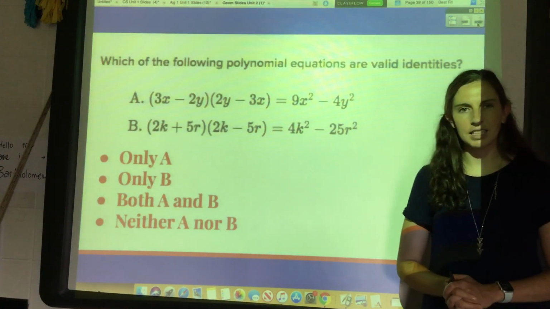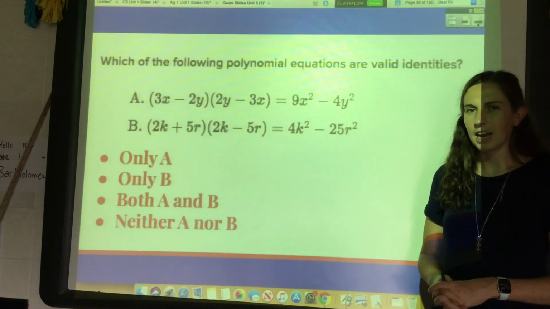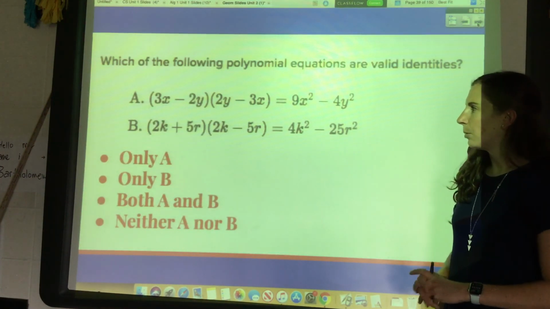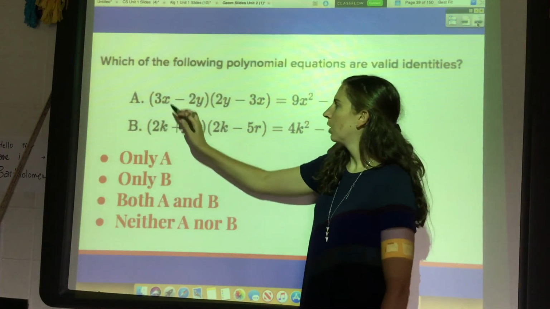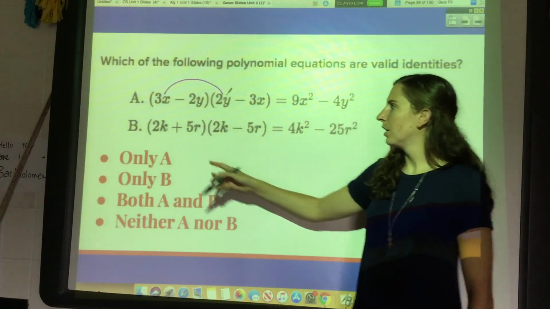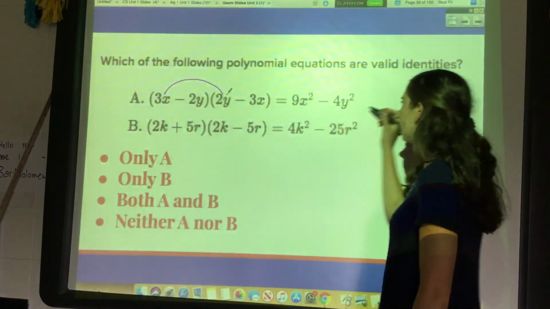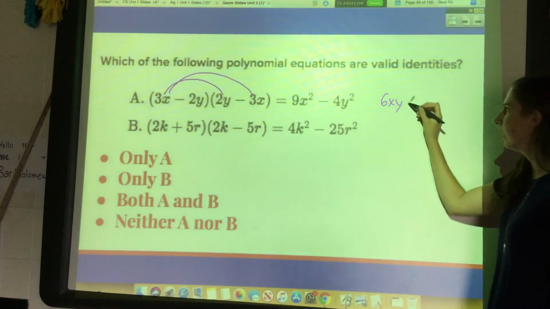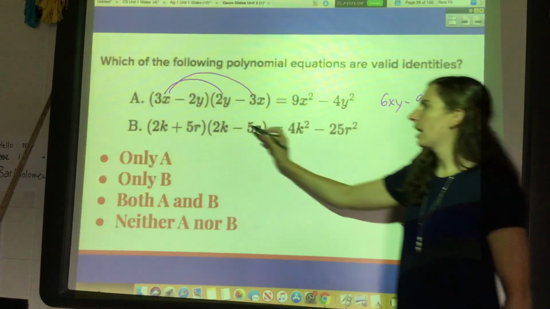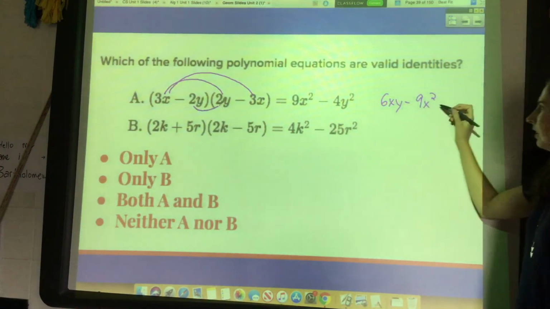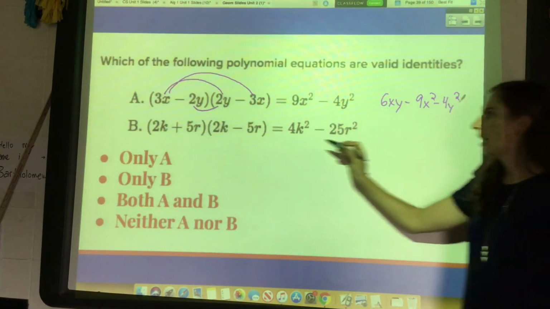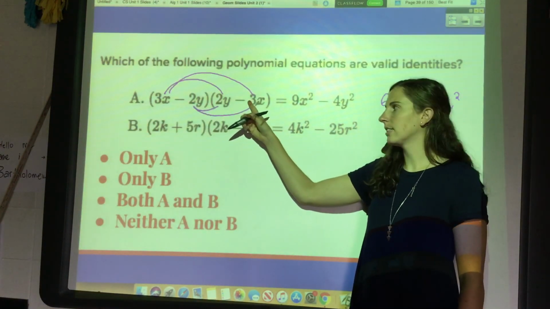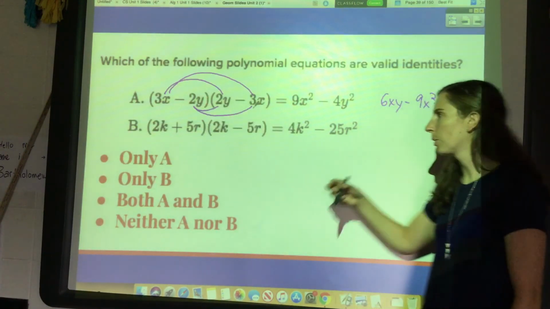So go ahead and pause and see if you can try this one, and then I'm going to go over it. All right, so hopefully you've tried it. On this first one, if I were to multiply this out, I would get 6xy and then negative 9x squared and then negative 4y squared and then another 6xy, because negative 2 times negative 3 is 6 and x times y is xy.